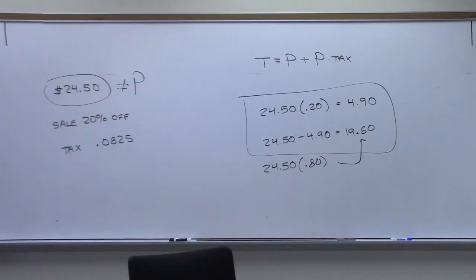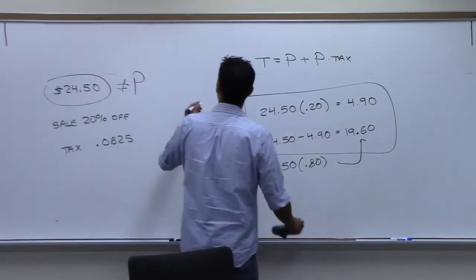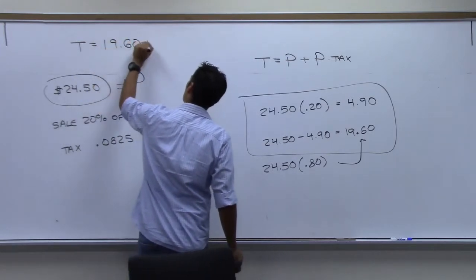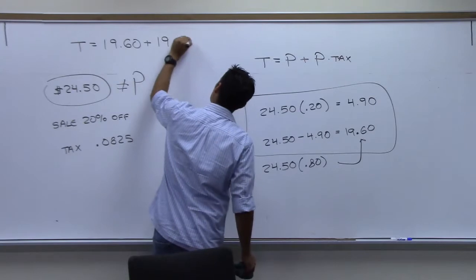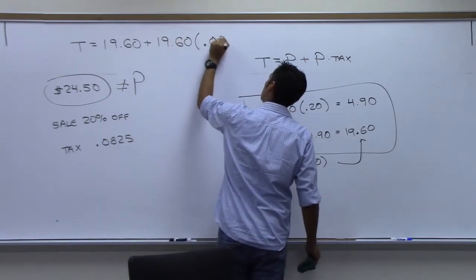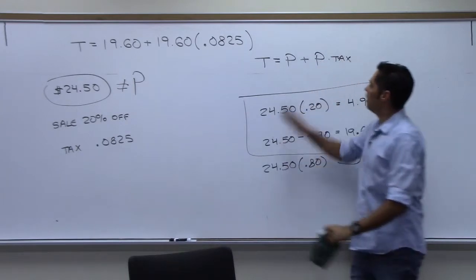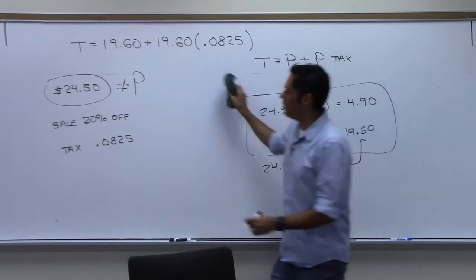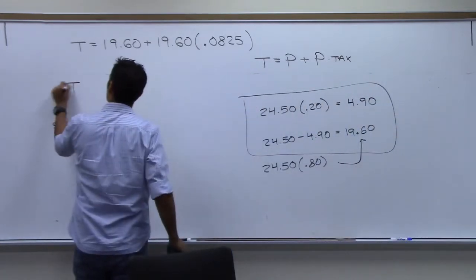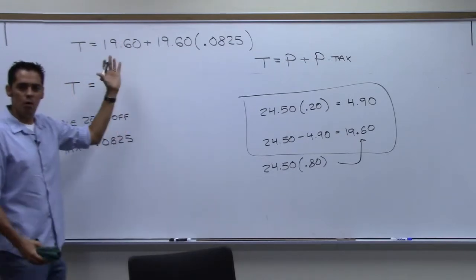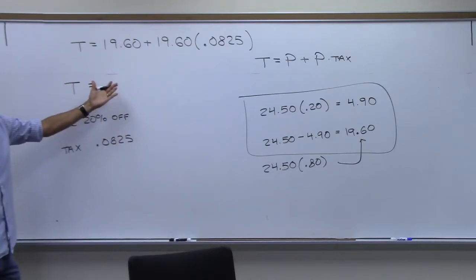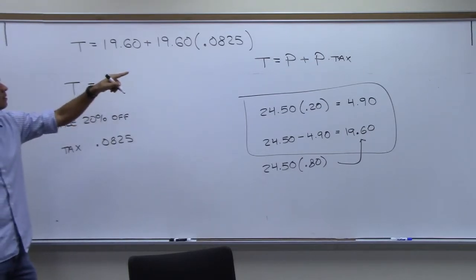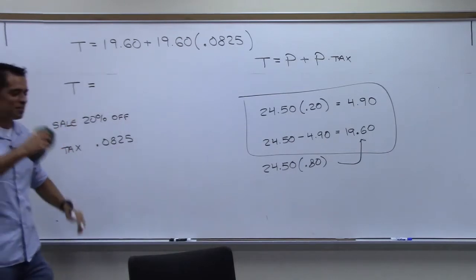Okay, so that's our P, right? P is 19.60. So the total we're going to pay is going to be 19.60 plus 19.60 times 0.0825. So I'm putting price, tax. And let's see if you all followed me a second ago. What did I say when you put these two together? What are you always going to get here? 1 point. Oh, sorry. Just act like I didn't say that.